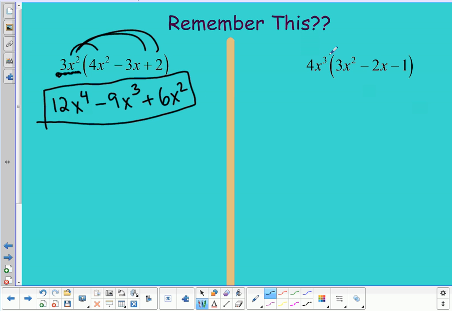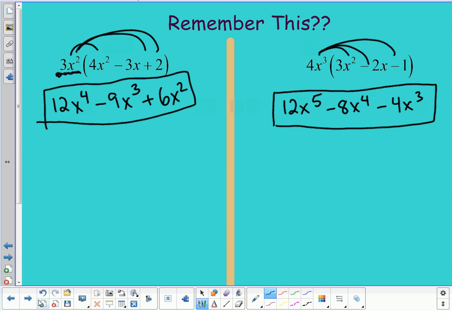So when I do this with 4x to the third, I have 4x to the third times 3x squared, and then times negative 2x, and then times negative 1. So 4x to the third times 3x squared is going to be 12x to the fifth. 4x to the third times negative 2x is negative 8x to the fourth. And 4x to the third times negative 1 is negative 4x to the third. So again, I took that factor of 4x to the third and applied it to everything in the polynomial behind it. Now, we're moving into a unit that we call factoring.